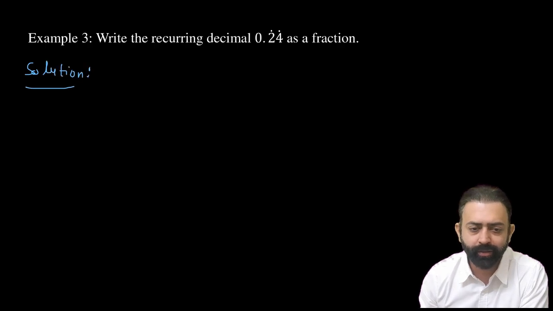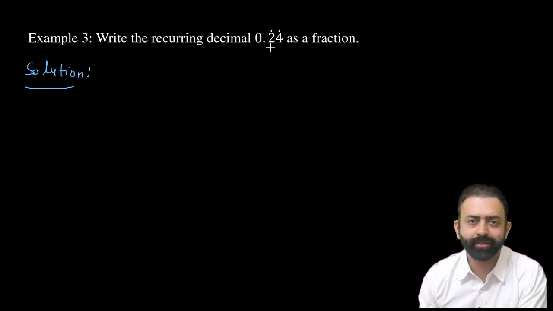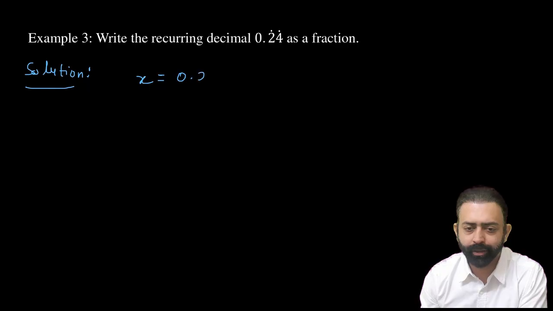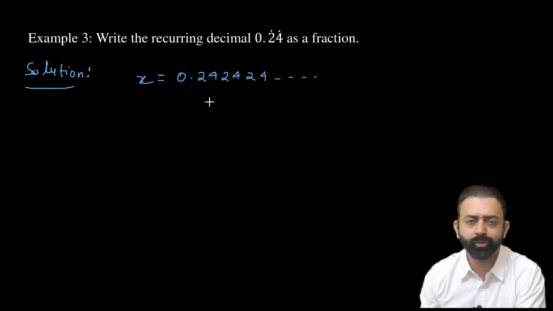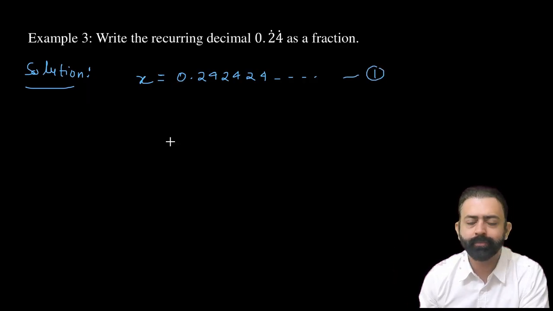You can see here that instead of a single digit, we now have 2 digits which are repeating. Okay, 2 digits are repeating, meaning the decimal equivalent of this will be 0.24, 24, 24 and so on. So like this, the digits are repeating. Now, name this as equation number 1.